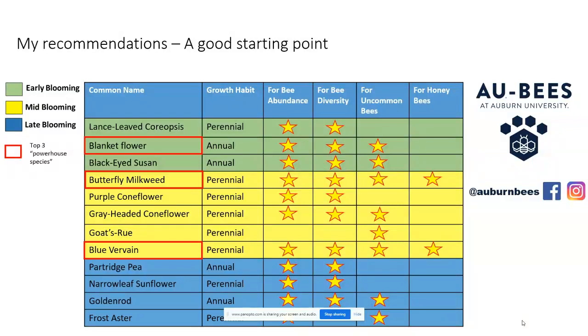But overall, I would say the top three species, and I call them powerhouse species in terms of attracting a high diversity of bees, high abundance of bees, and both uncommon bees, and then sometimes honeybees, are blanket flower, butterfly milkweed, and blue vervain. They're just powerhouses. They're outstanding. I highly recommend planting those if they're native to your area.